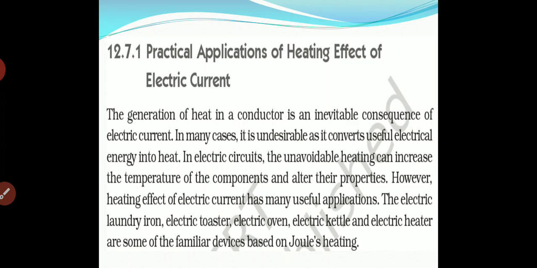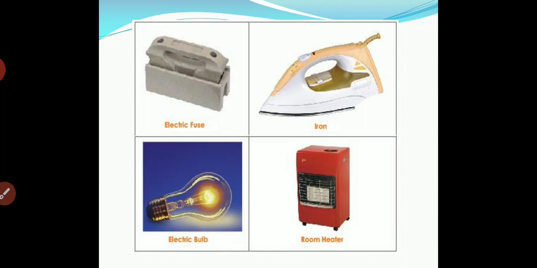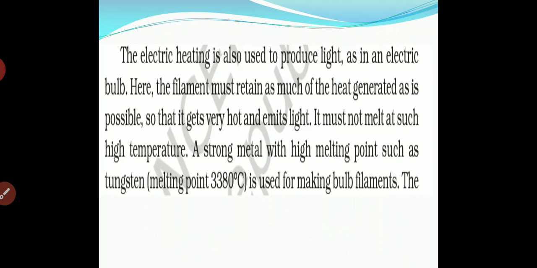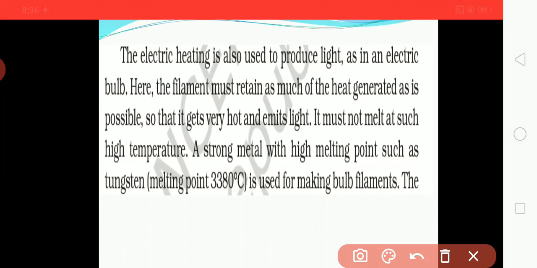The electric laundry iron, electric toaster, electric oven, electric kettle, and electric heater are some of the familiar devices based on Joule's heating. All of them are devices based on Joule's heating, in which we can see that useful heat energy is produced. But what about the rest of them? The electric heating is also used to produce light. For the light purpose also we are using the electric bulb.